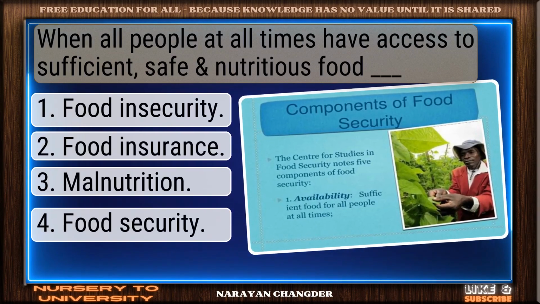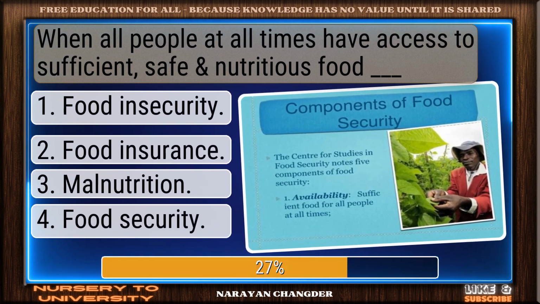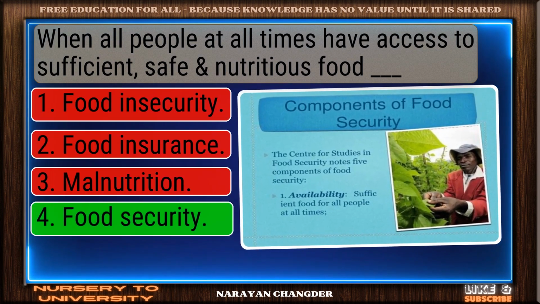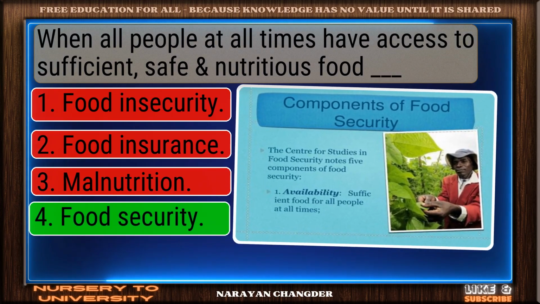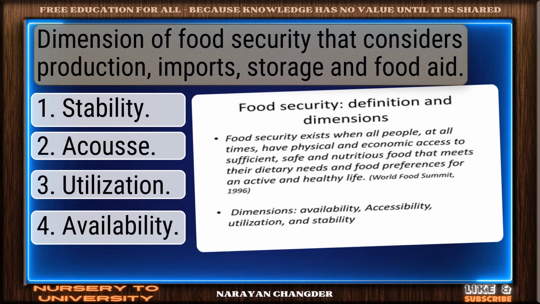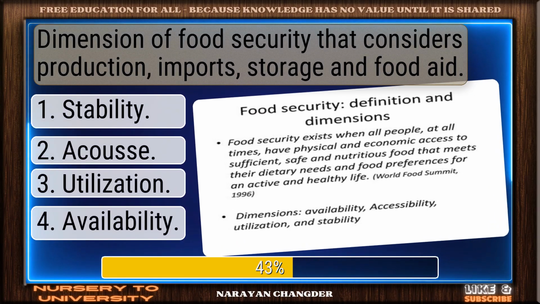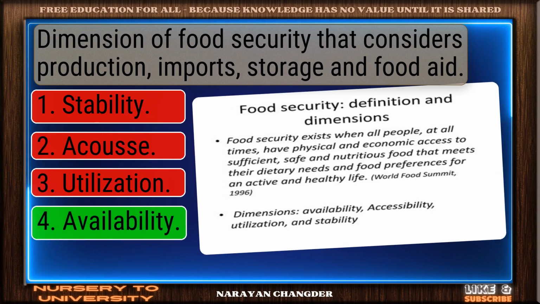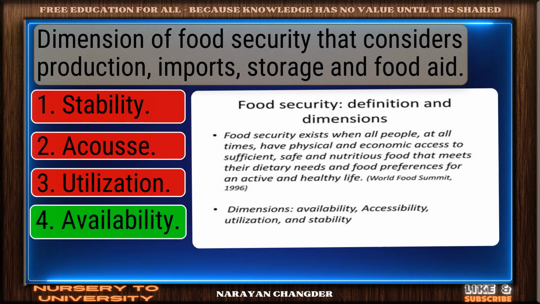When all people at all times have access to sufficient, safe and nutritious food dash. Sharp thinking. Food security is the right choice. Dimension of food security that considers production, imports, storage, and food aid. Excellent choice. Availability is the right answer.